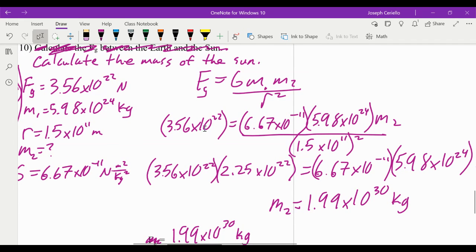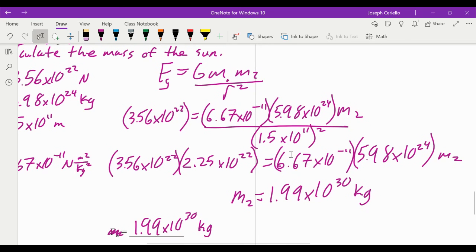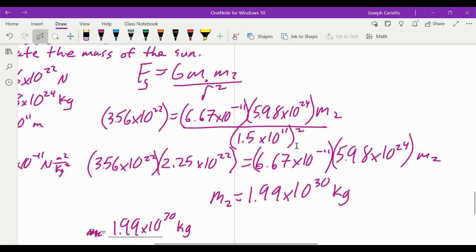Fg, again, we know it from class 44. Plug it in. Big G, mass of the Earth, mass of the Sun is m2. It doesn't matter which one's m1 and m2, and the distance between them is on your reference table. Don't forget to square it. You've got to do some algebra here, okay? You've got to multiply both sides by 1.5 times 10 to the 11th squared, and then divide.